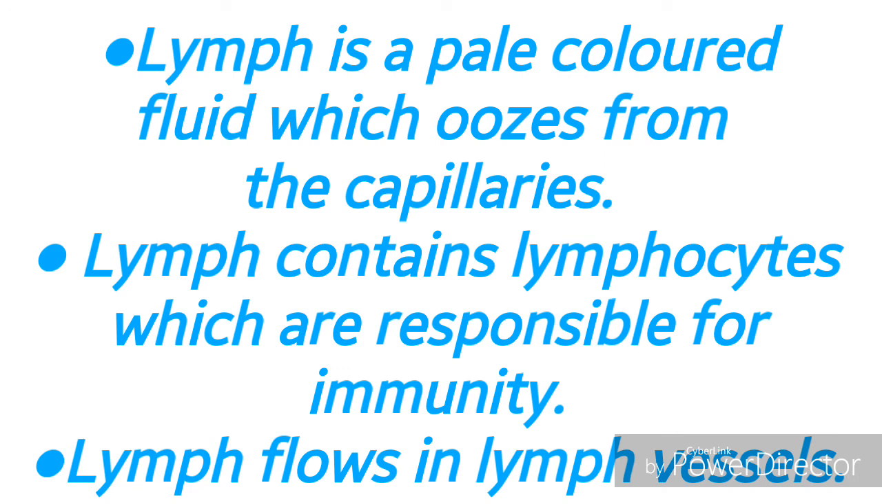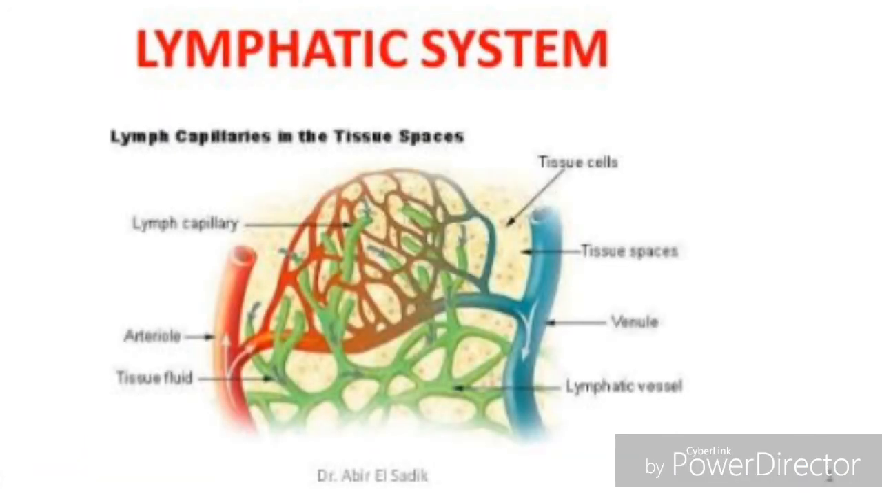Another type of connective tissue is lymph. It is a pale colored fluid which oozes from the blood capillaries. Lymph contains lymphocytes which are responsible for immunity power.